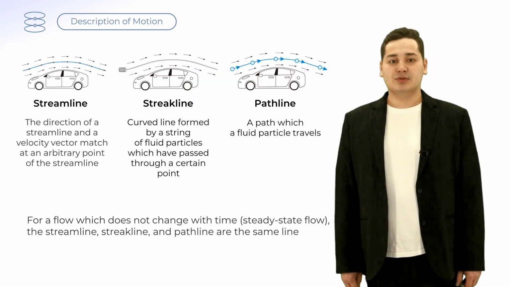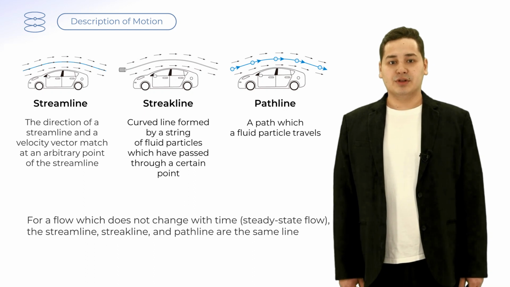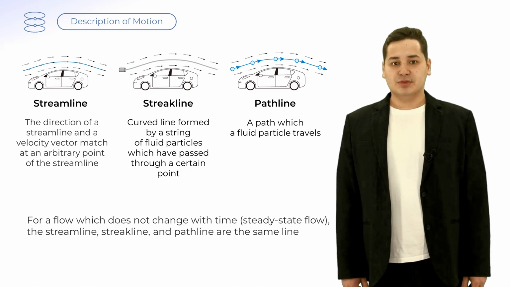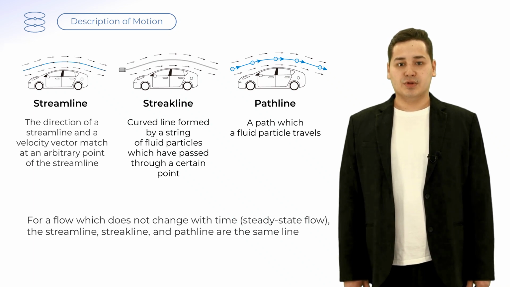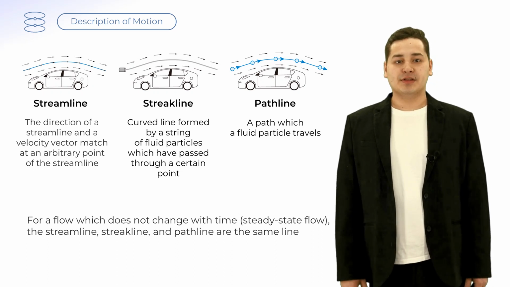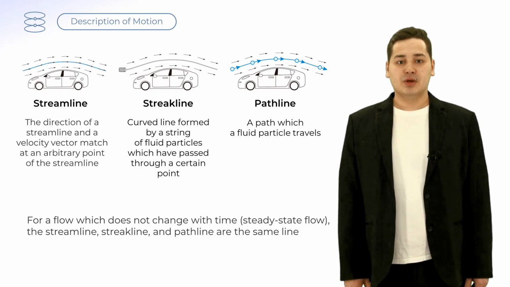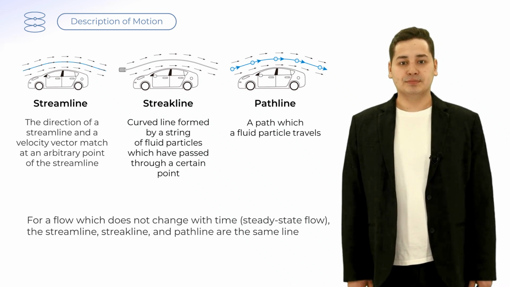Visualizing flow using streamlines, streaklines, or path lines makes it more intuitively understandable. A streamline is a line which smoothly connects velocity vectors at an instance in time. In other words, an image of the flow characterized by streamlines is like a snapshot of the flow at one moment in time. A streakline is a curved line formed by a string of fluid particles which have passed through a certain point. An example of a streakline is a trail of smoke from a chimney.